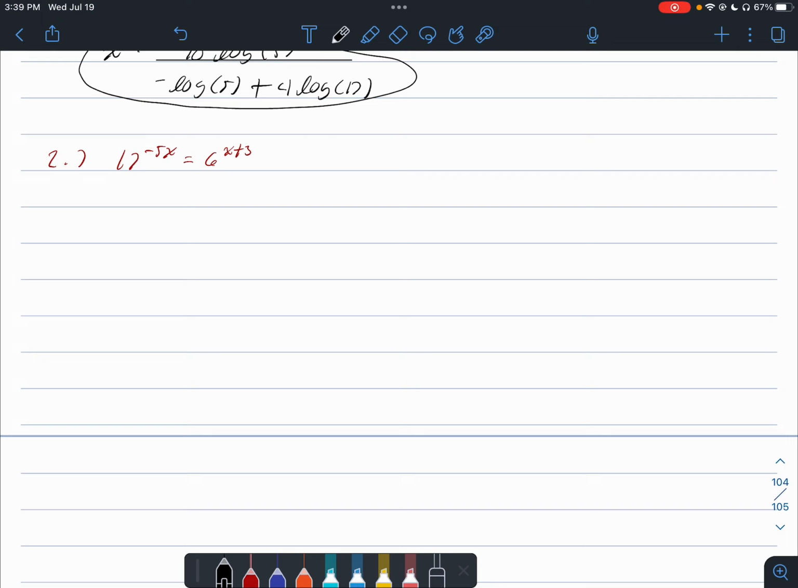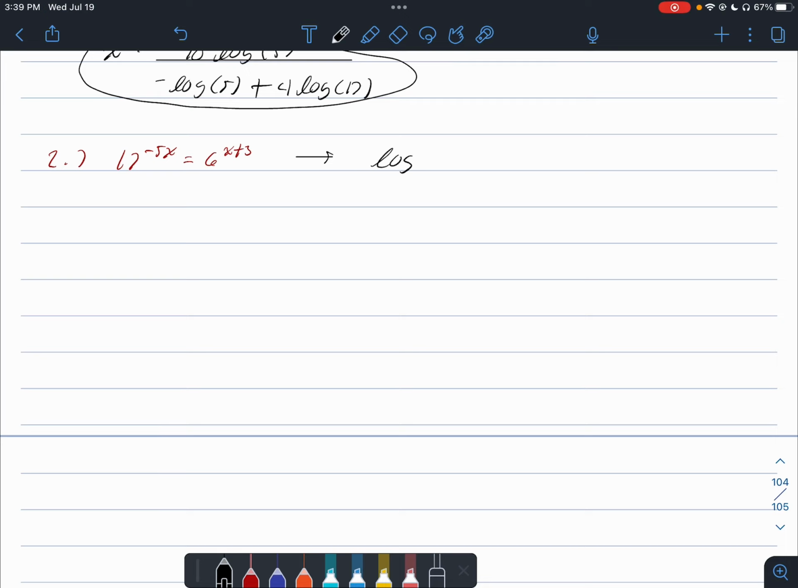Okay, let's take a look at this one. Here we have 17 to the negative 5x is equal to 6 to the x plus 3. Well, they're not both prime numbers this time, but since 17 is a prime number, you're not going to be able to find a common base at all for these. So since we're not able to find a common base, we have to rewrite this using log. So let's take the log of both sides.